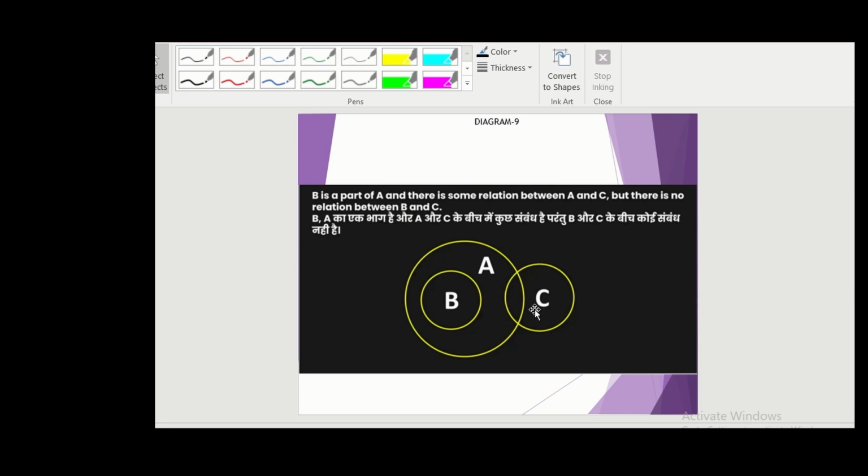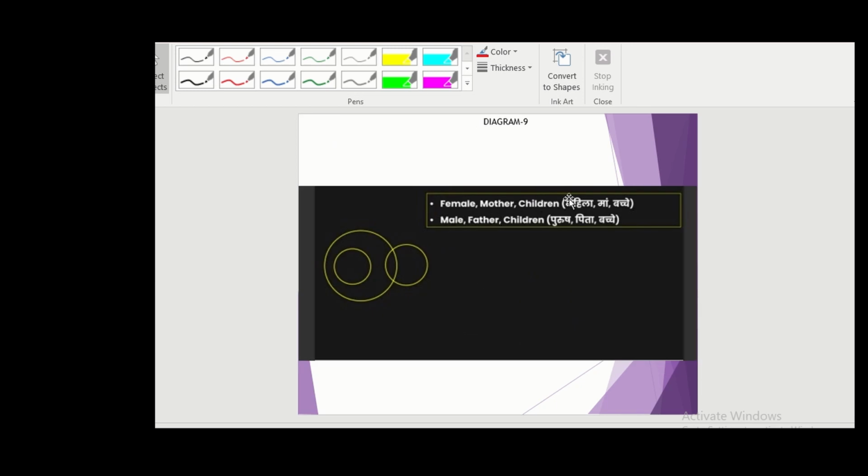Let's check the 9th diagram. This is the 9th diagram. B is a part of A, and there is some relationship between A and C, but there is no relationship between B and C. Check the example. Female, mother, children. Children can be male or female.